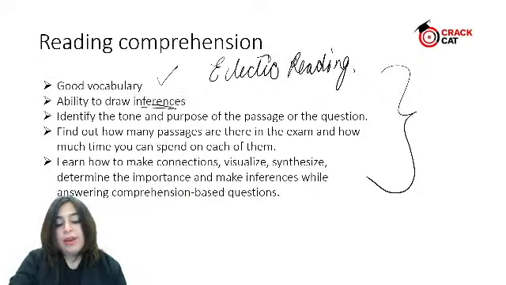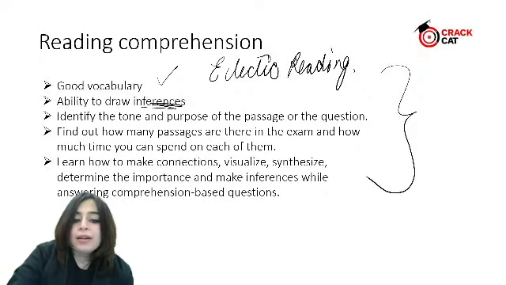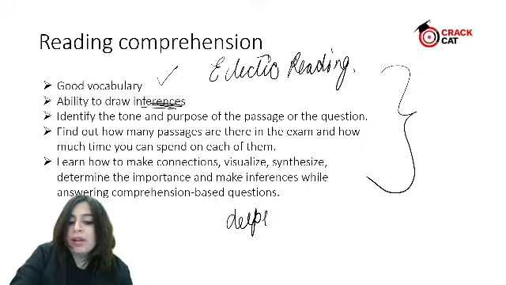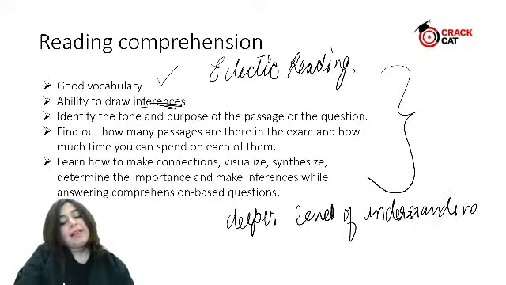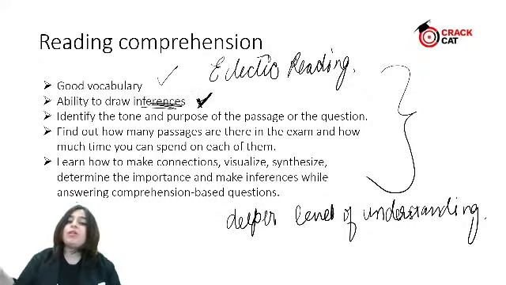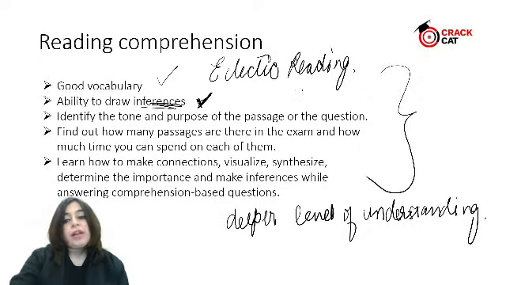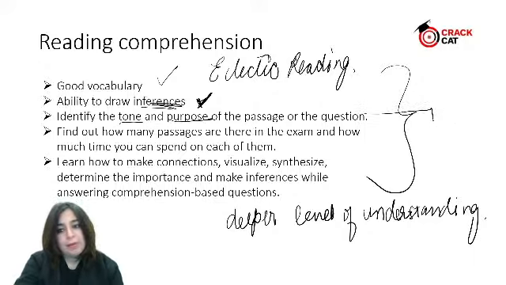We should be able to draw inferences, just like I said. Until and unless you are able to understand the passage at a deeper level, only then will you be able to go about the passages exactly how they are expected to be. Until you have this ability to draw inferences out of the text which has been given to you, you won't be able to make it. You won't be able to get good accurate answers. Until you are able to identify the tone and purpose of the passage or the question, you won't be able to get through with it.